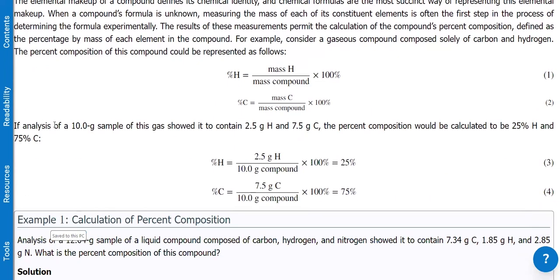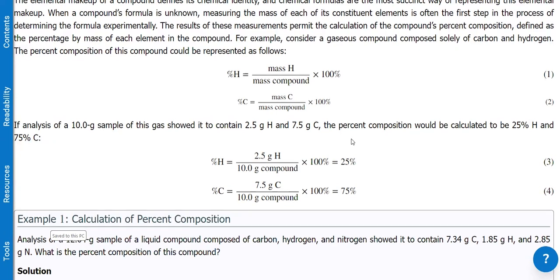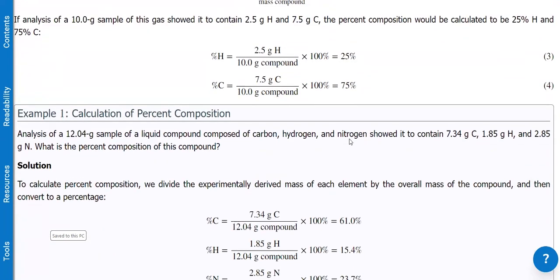And so that's it. If we have a 10 gram sample and we find 2.5 grams is hydrogen, the other part is carbon, then looking at the percent hydrogen, we find 2.5 over 10, the part that's hydrogen over the total, we get 25. If we do it for the other part, carbon, we get 75. And then we have an easy check because we can add these up and it should come up to 100, right? We account for everything. And that's the basic idea of percent composition.